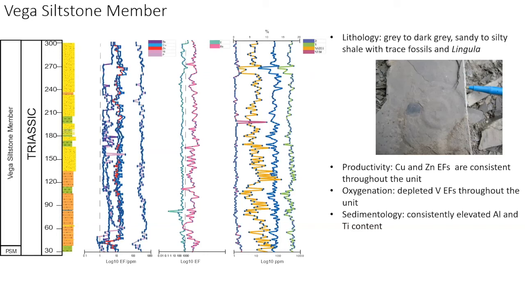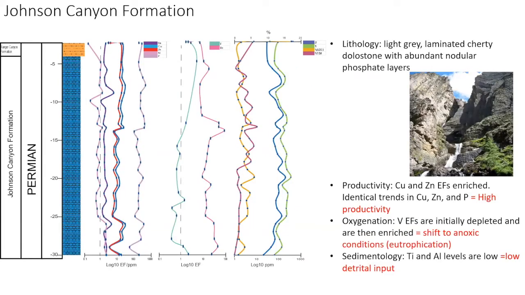So looking at all 4 units, what exactly does this all mean? Let's give a little explanation to what's going on. For productivity, enriched copper and zinc enrichment factors, along with nearly identical trends between copper, zinc, and phosphorus, all essentially equate to the Johnson Canyon having high primary productivity, or high productivity in general.